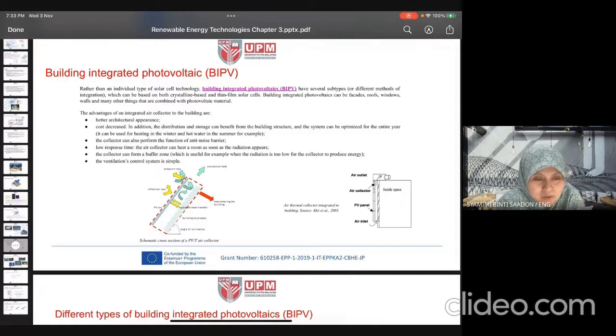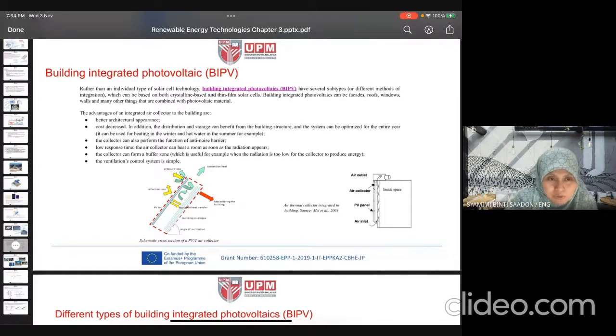A lot of the buildings which have solar PV integrated with the building are normally designed very beautifully. The architecture design has a beautiful appearance, so it has that aesthetic design. Cost decreases. In addition, the distribution and storage can benefit from the building structure.